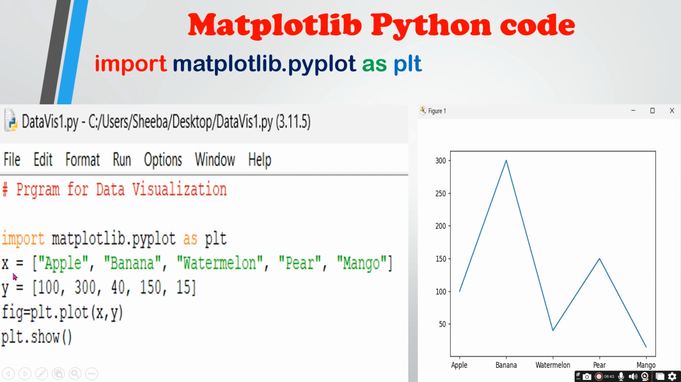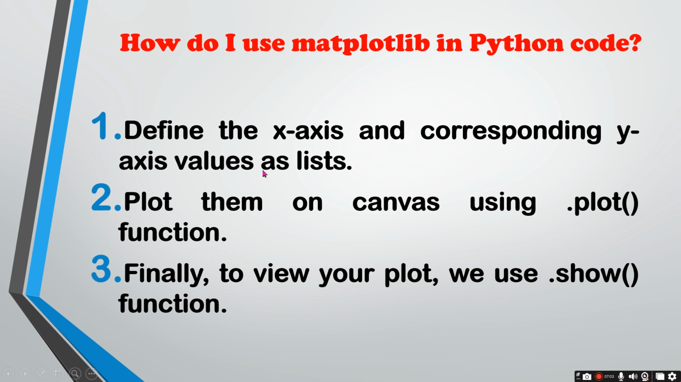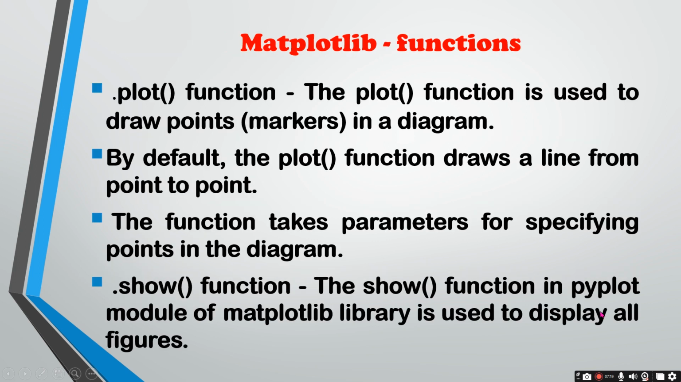So on the right side, the x-axis values, the fruit names, are given, and the y-axis values are given here, and then it is plotted. Since for apple the corresponding y value is 100, apple 100 is plotted. So this is a line chart. How I'm using matplotlib: I define the x-axis and the corresponding y-axis values, then plot them on the canvas using the dot plot function, and then to view the plot I use the dot show function.